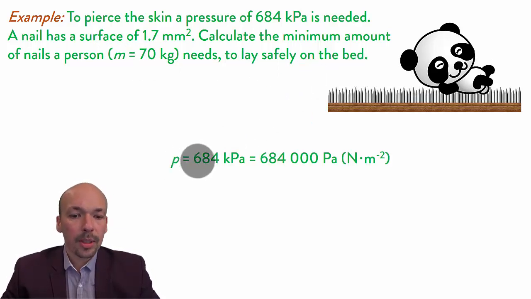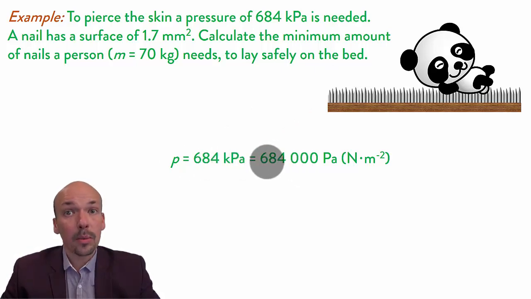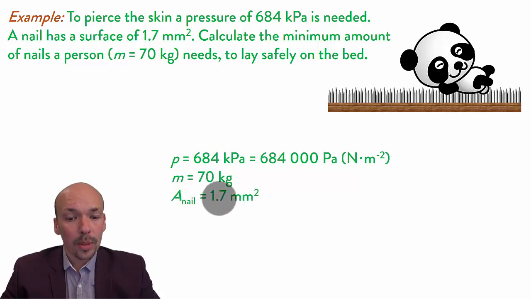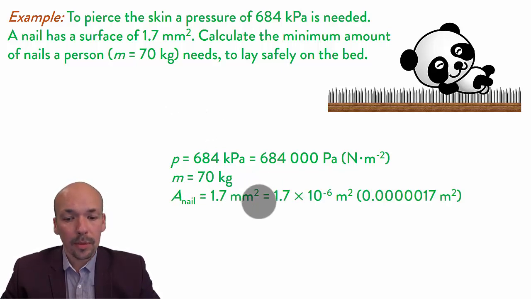First, the pressure. We have the pressure 684 kilopascals equals 684,000 pascals or newton per square meter. Either of these two is good for the equation. We have the mass 70 kilograms. And we have the area of one nail. It's 1.7 square millimeters. And we have to go to square meters. So we have to divide it by 1,000,000 or times 10 to the minus 6 or 0.0000017. Depends on which one you find easier. But you have to divide it by 1,000,000 to go from square millimeter to square meter. And we have to go to square meter because that's also given here.